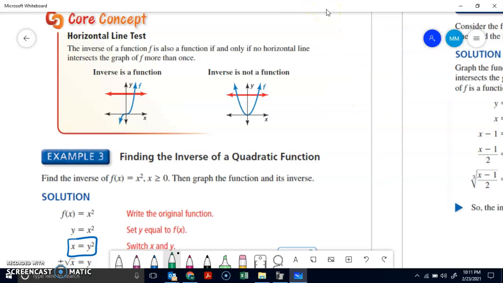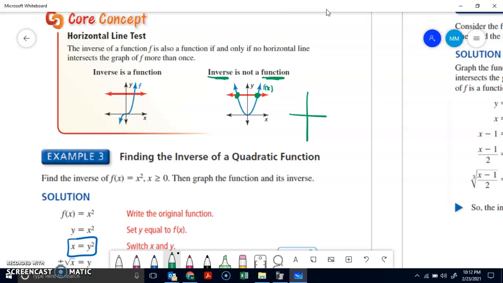So the horizontal line test says that if you draw a horizontal line through a function, so here's the original function, f of x. If you draw a horizontal line and it hits more than once, see how this one hits twice, that means the inverse is not a function.